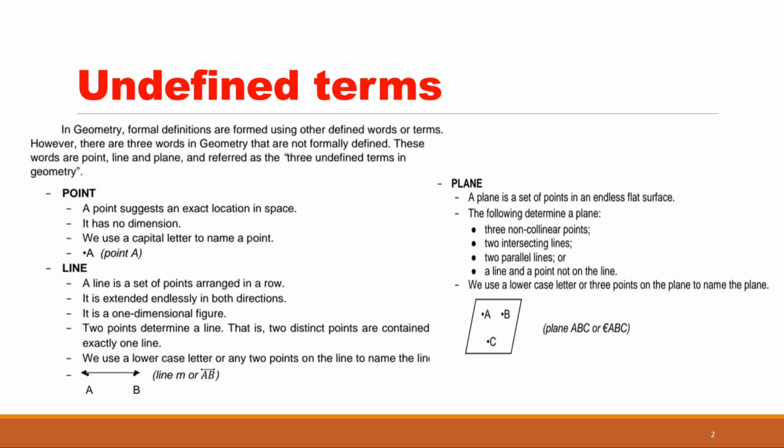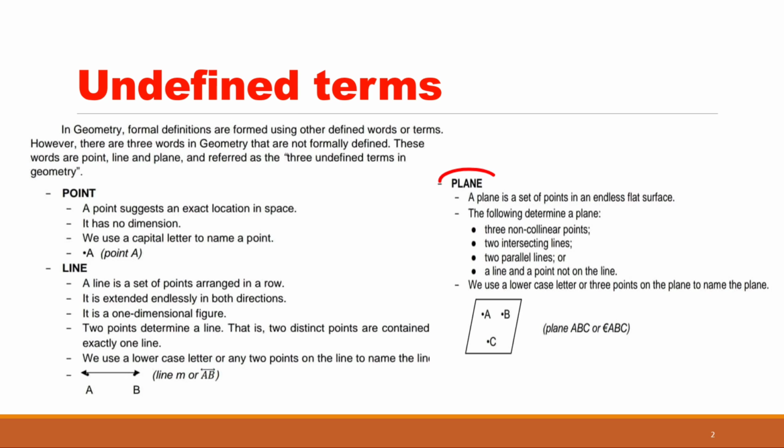For example, that is the line. So we have point A, point B. How are you going to name a line? Line m, small m, or line AB. So that is how you name a line. Later on, I will give more examples of how to name a point and a line.